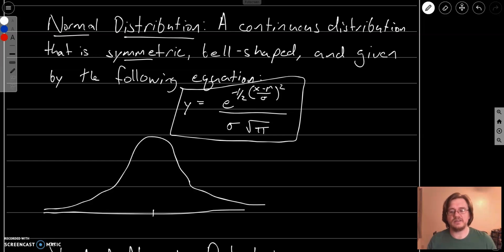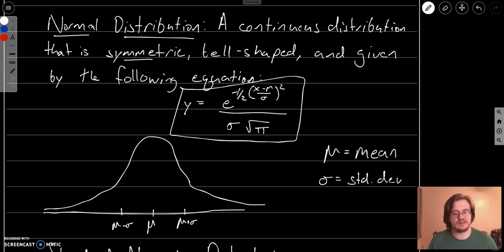And this shape, the hump right here, the most common values are going to be at the mean. So the mean is, again, we write as the Greek letter mu. And the spread of the data, how wide the bell curve is going to be, is given by the standard deviation. So sigma is the standard deviation, and it basically tells you how wide this bell curve is.